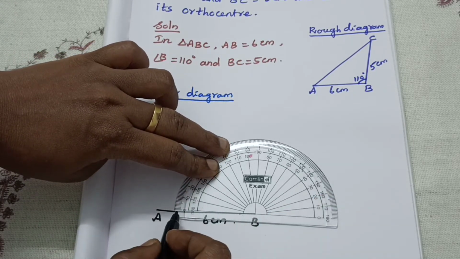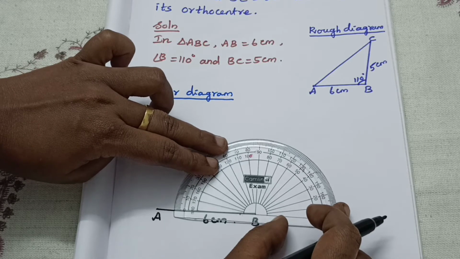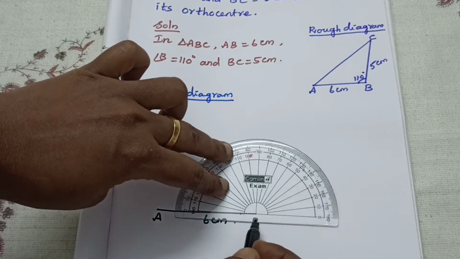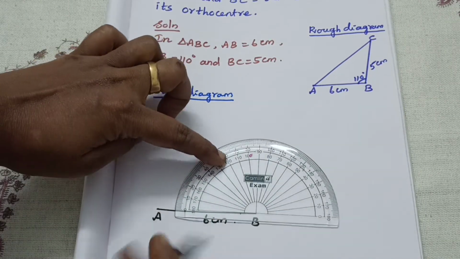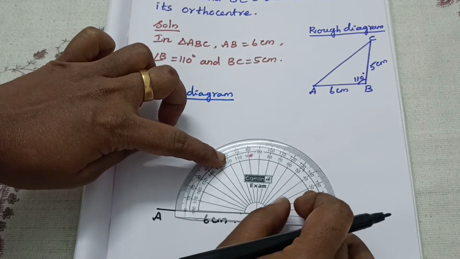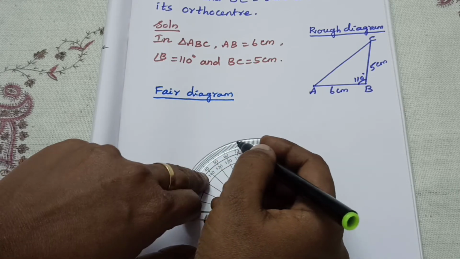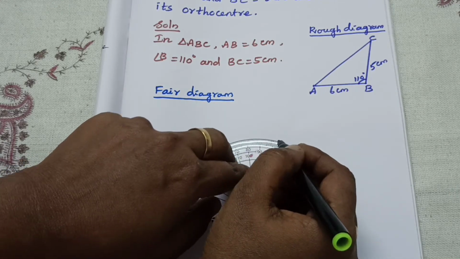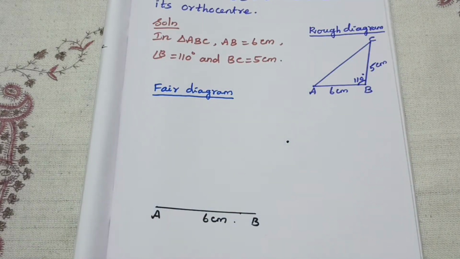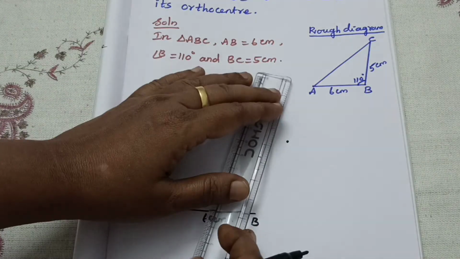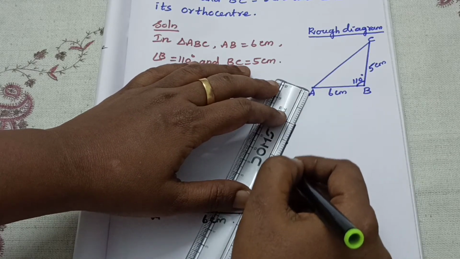In the line, this 0 degree will come. Then the center has to be kept at B. Here 110 degrees is given. This is the line, isn't it? So we have to start from here: 0, 10, 20, 30, 40, 50, 60, 70, 80, then 90, 100, 110. Here it will come. Then join this point.